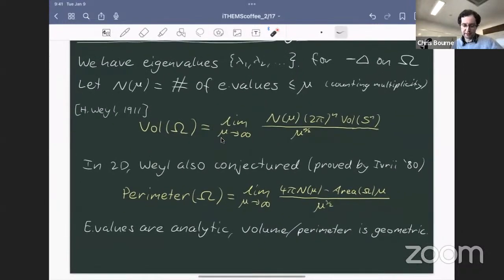So Weil proved this, but then also conjectured that the perimeter, or the length of the boundary, can be computed with a similar formula, which involves now both the area or the volume of the surface, also this function N of mu, and again a limit. And this was eventually proved, though it took a long time, by Ivrii in 1980. So again, this is telling you that I can hear the volume, or the area, and I can hear the perimeter of a drum. Can't necessarily hear the shape, though.